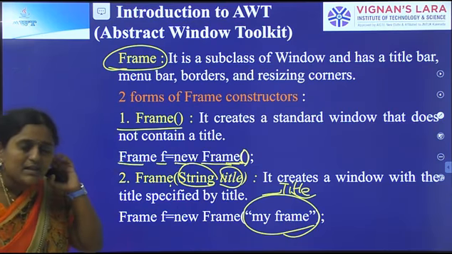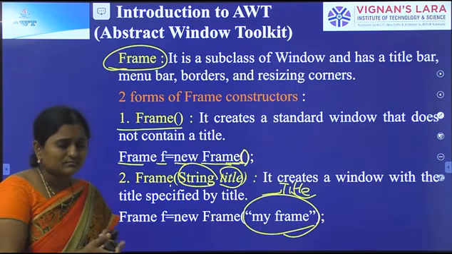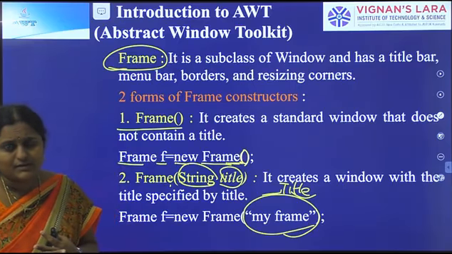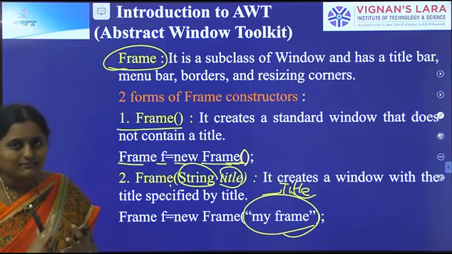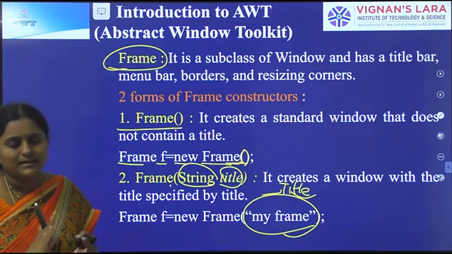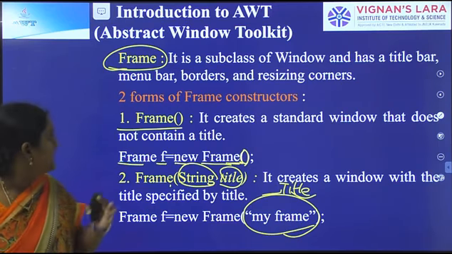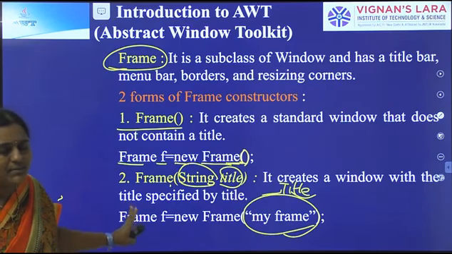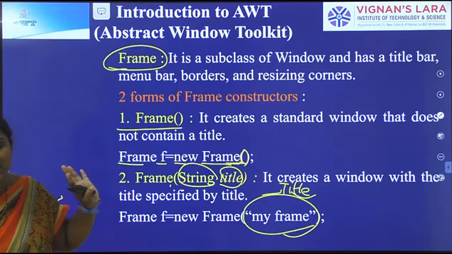Coming to Frame. Frame is a subclass of Window. It has a title bar, menu bar, and everything. Next, it has two constructors: default Frame and parameterized Frame. Default Frame means it does not have a title bar.